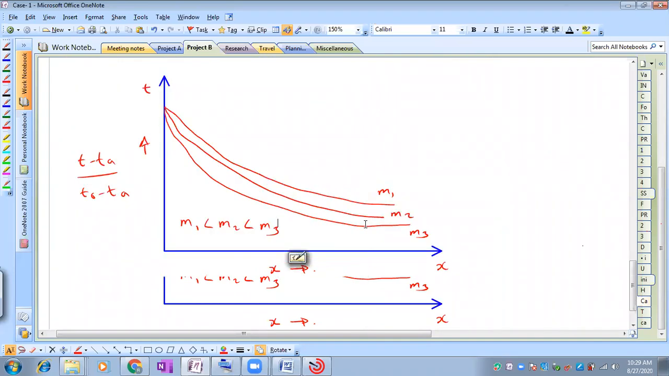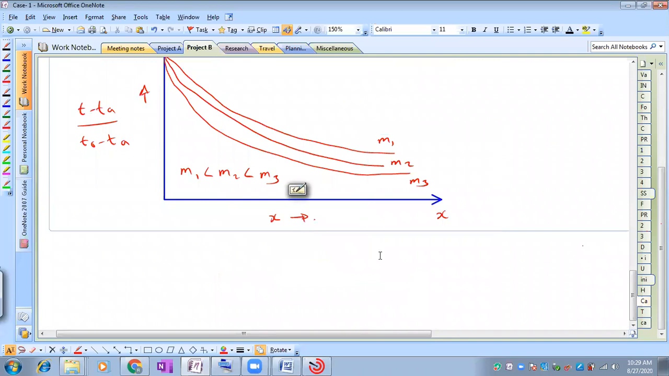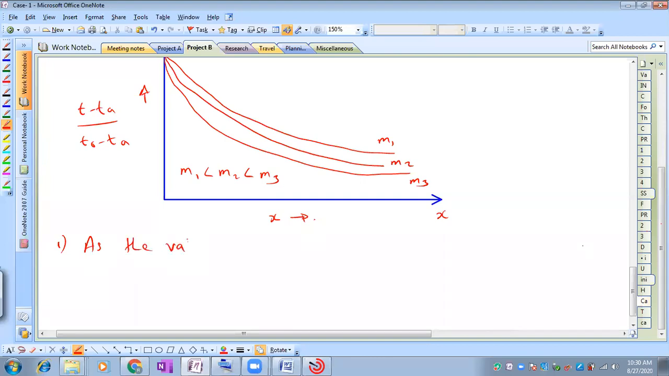Is it clear? So we can write this as a statement. If I consider the first point: as the value of m increases, the dimensionless temperature falls.